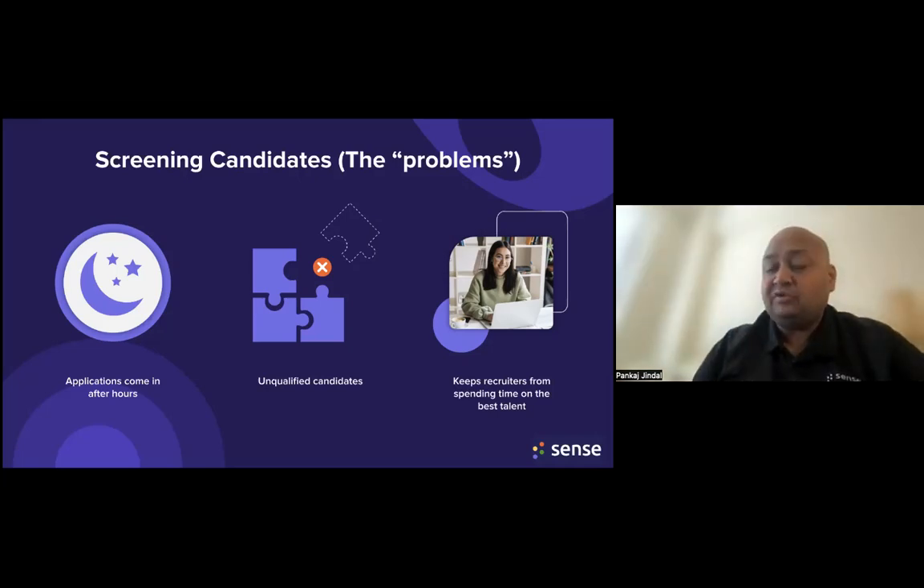Customers have actually found that you can do 55% faster hiring by simply pre-screening candidates in advance, and then of course dramatically reduce your cost per hire.